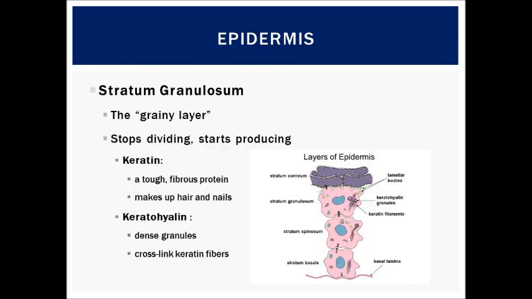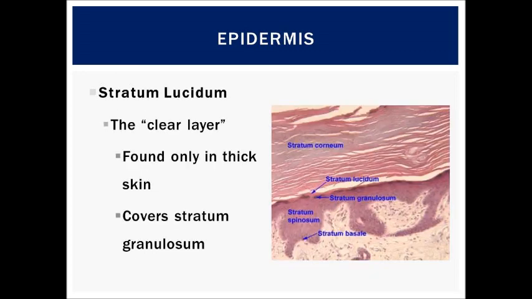Next, stratum granulosum, which is the grainy layer. In this layer, the cells have stopped dividing and start producing keratin and keratohyalin. The keratin is a tough, fibrous protein that makes the hair and nails. The keratohyalin are dense granules that bind keratin fibers together. Then, stratum lucidum. This layer only appears in the thick skin. It is also known as the clear layer.